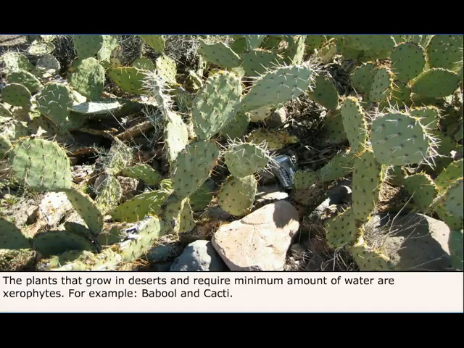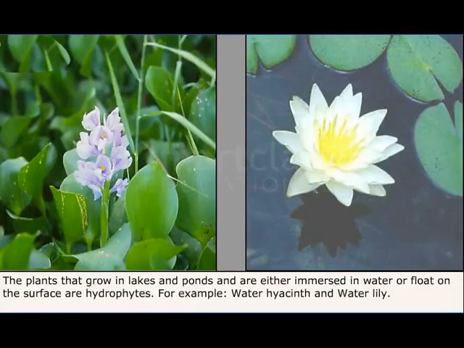Xerophytes. These plants grow in deserts and require minimum amount of water. For example, babool and cacti. Hydrophytes. These plants grow in lakes and ponds and are either immersed in water or float on the surface. For example, water hyacinth and water lily.